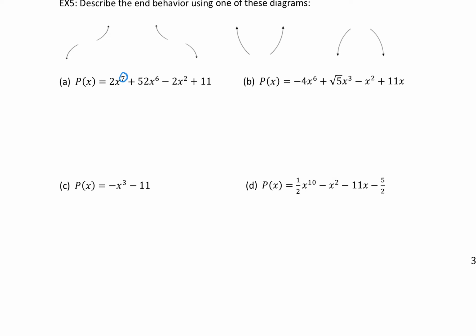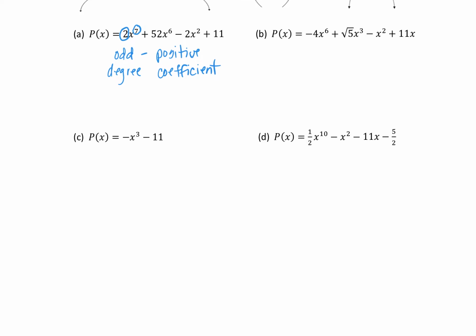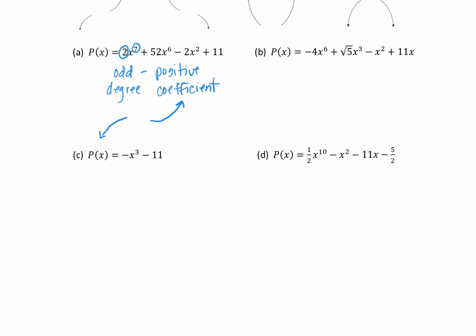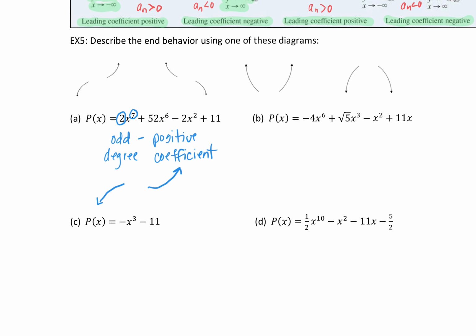Notice in this first polynomial, we have 7, which is odd. So it's an odd degree. And we have 2, which is positive. And I'm just going to put coefficient. So odd, positive. Odd means the ends go in opposite direction, but since the leading coefficient is positive, it's going to go negative to positive. So that would be that first choice in our 4 choices.